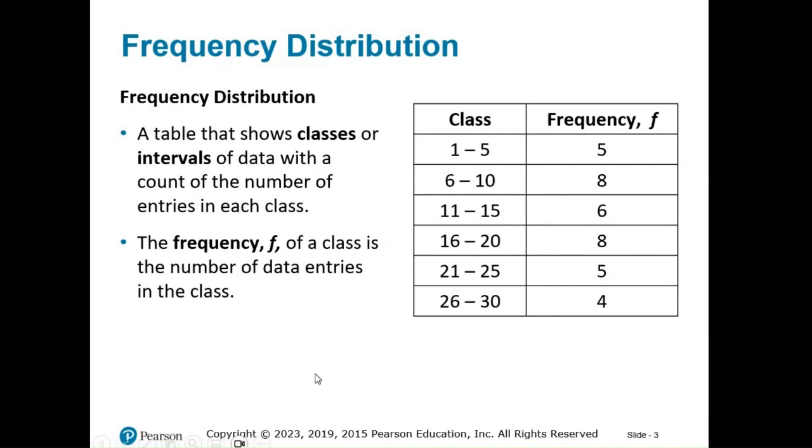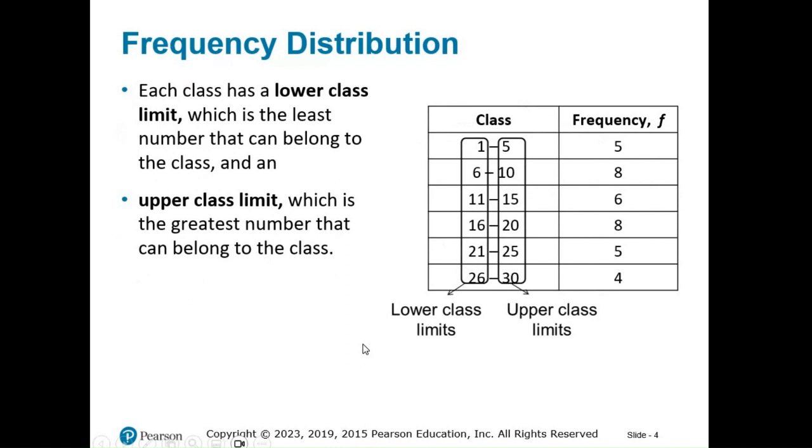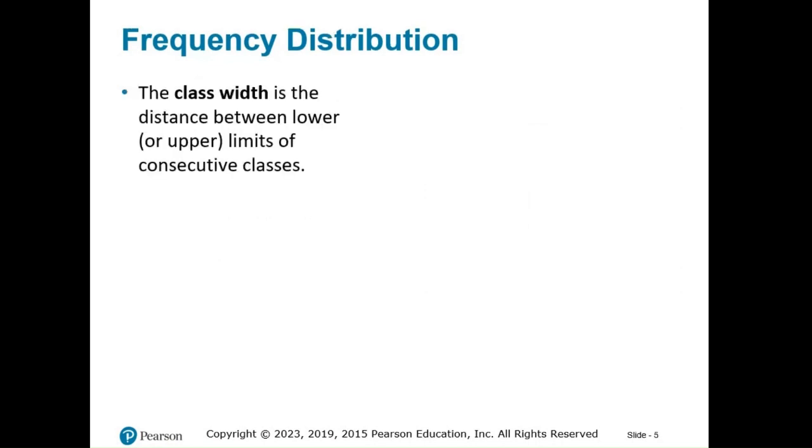Now each class in a frequency distribution has a lower class limit, which is the least number that can belong in that class, and an upper class limit, which is the greatest number that can belong to that class. Notice that the class values do not overlap, and that the mathematical difference between classes is always the same. We call that difference the class width, or more formally, the distance between lower or upper limits of consecutive classes.